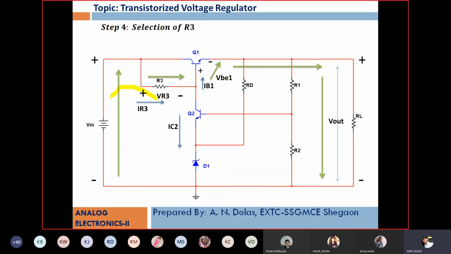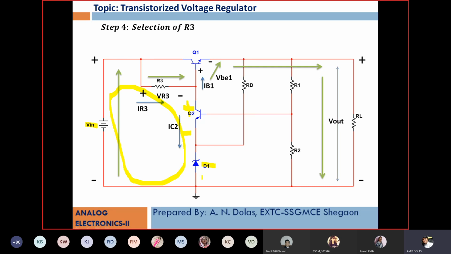If you are applying KVL in this loop, look at this, I marked with highlighter. Then also the same value you will get, because V in we know, VC2 we already calculated, and VZ we also know. If you calculate VR3 in this way, you will get a similar value. Apply it in the outer loop or the inner small loop, you will get the same value of VR3. Okay, it is up to you.